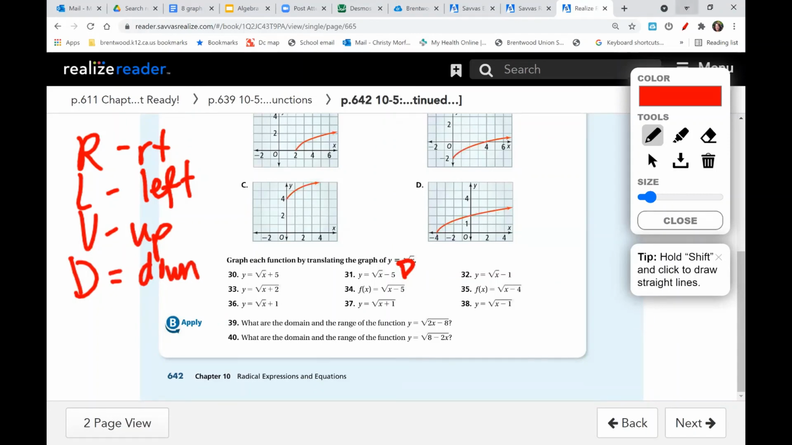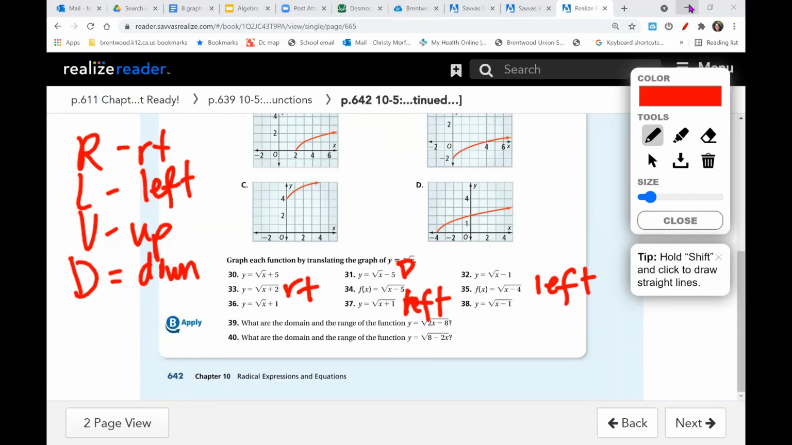Okay, so for 31, I'm saying is down. 33, I'm saying is right. 35, I'm saying is left. 37, I'm saying is left. Oh, I put the whole word instead of the letter. All right, I did make mistakes. I did make more than one mistake. I'd like you to let me know in the chat what you think I made a mistake on.